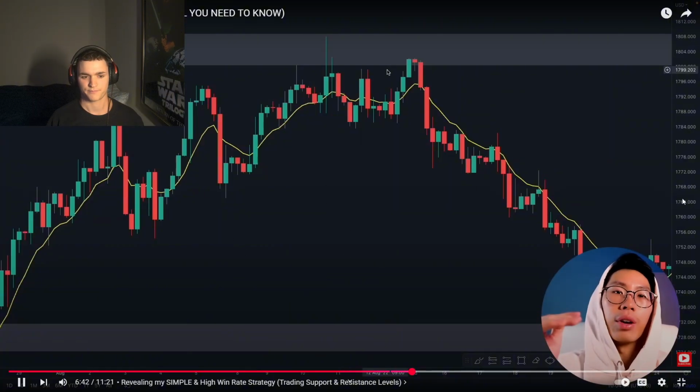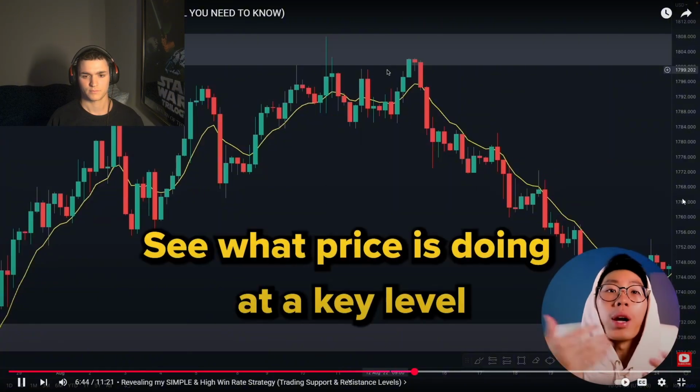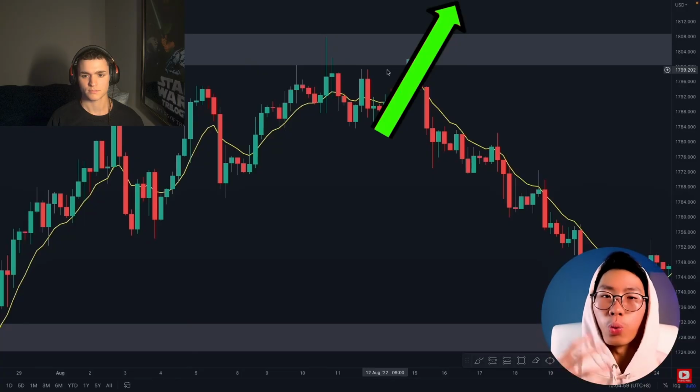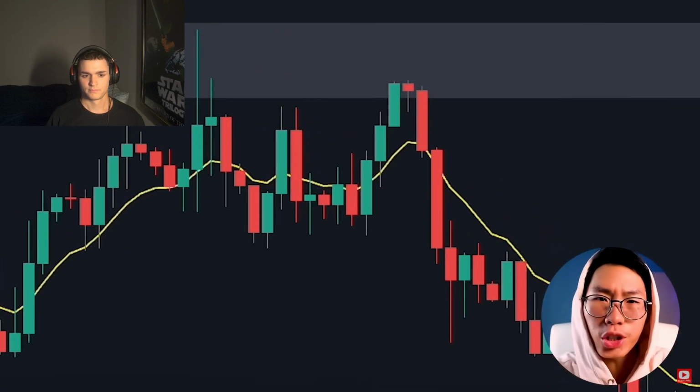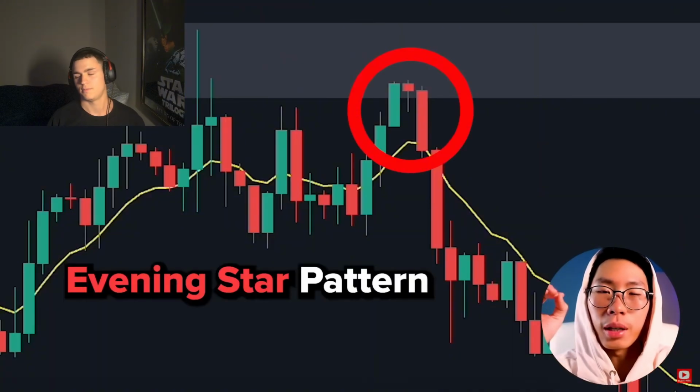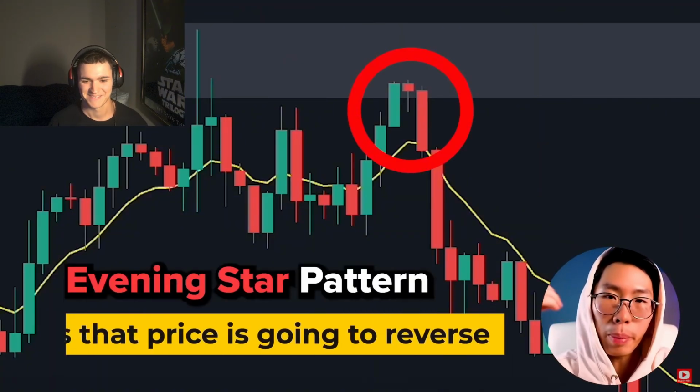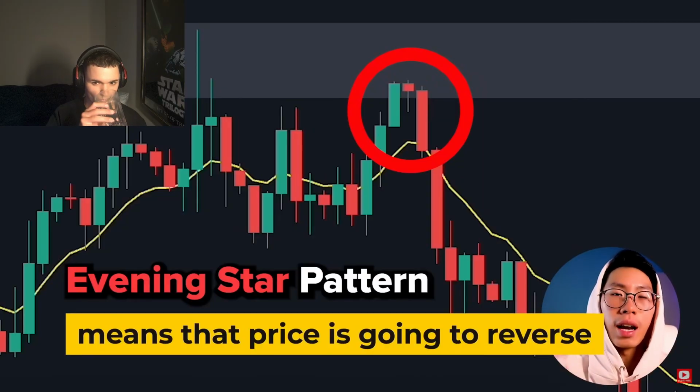So the first thing you want to look out for at this key level is to see what price is doing. Is price going to break past this level, or is it going to reverse and head back down at this resistance level? So in this case, price actually gave us an evening star candlestick pattern, which is basically a reversal pattern that tells us that there are a lot of sellers in the market right now.